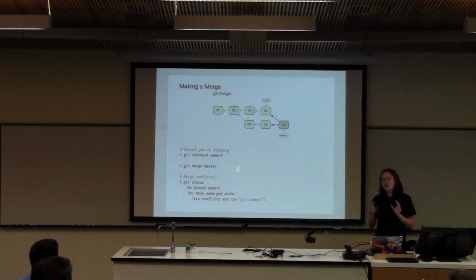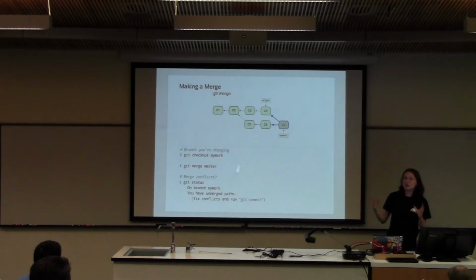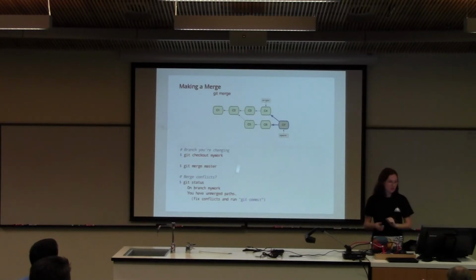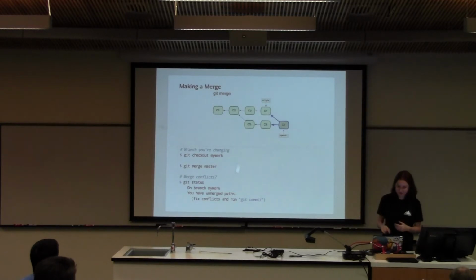So you pick the branch you want to change. Let's say we want to change the branch called my work. So we check out that branch, so now we're on it. And then you say git merge and the branch that you're merging into it. The thing that follows git merge isn't going to get changed by this operation. And then you can use git status to see what it looks like. It will say what branch you're on, what's going on.